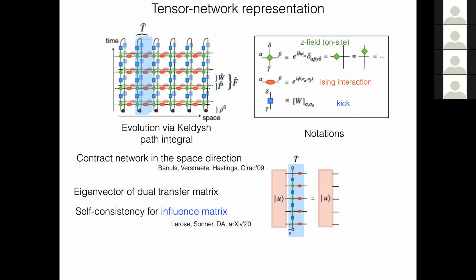And its eigenvector with eigenvalue 1 is exactly the influence functional. Or, since we are dealing with discrete dynamics here, we call it the influence matrix. So you can view this eigenvalue equation for the dual transfer matrix as a self-consistency equation for the influence matrix of your system. And here, again, let me remind you that the dual transfer matrix has a forward and backward part, so all the gates are doubled.